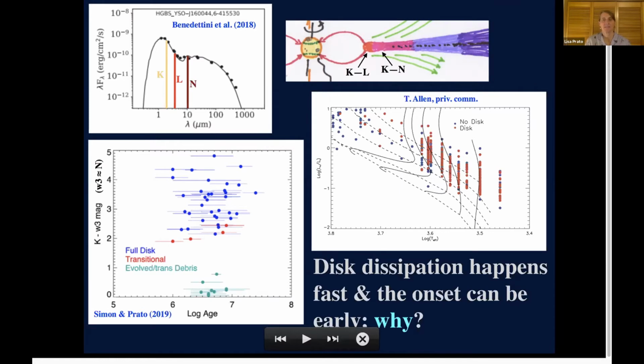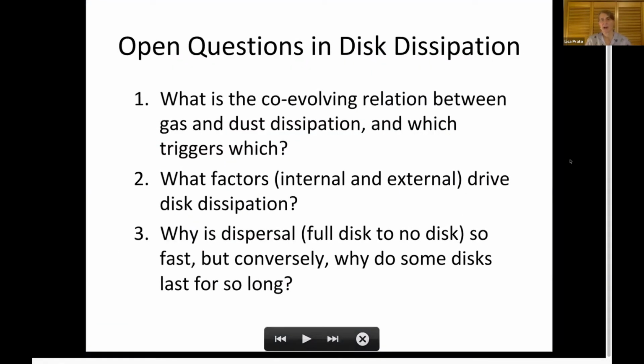So, last slide, please. Just to recap our questions: what is the relationship between the gas and the dust? Which triggers which? What factors, internal, external, binaries, nearby O stars, winds, are driving the disk dissipation? And why do we have some disks that last for a long time and some that go very rapidly? So we would love to take your questions.